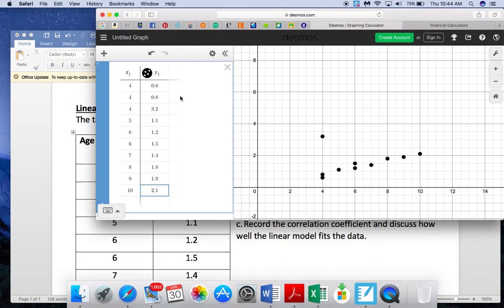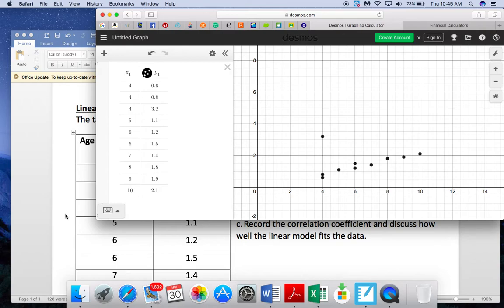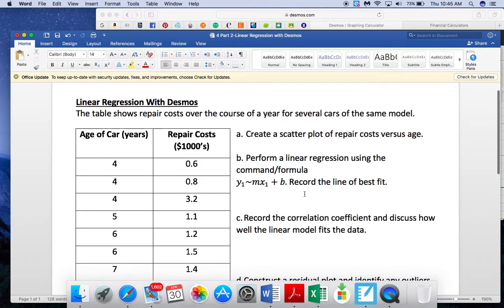Once again, to enter a table, I've already entered it here just to save a little bit of time, but if you were entering one, you just click the little plus sign and then you choose the table option. Okay, but I've already entered the table here, and you can see the points plotted to the right on the graph.